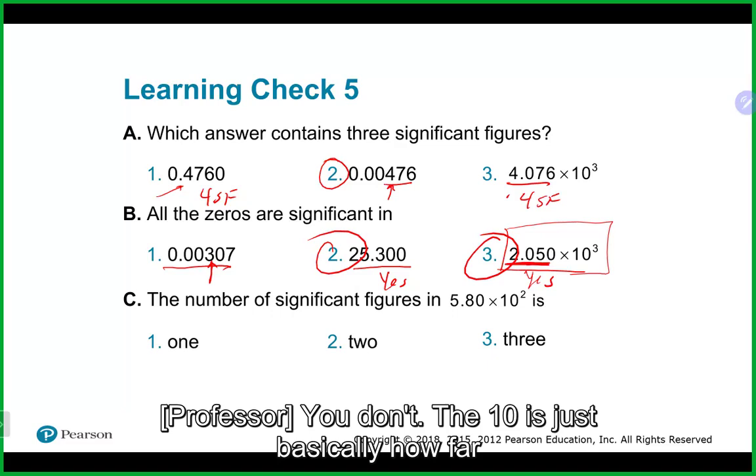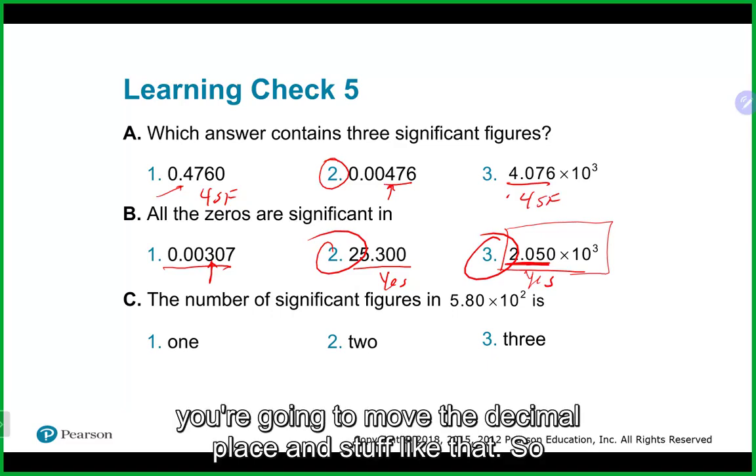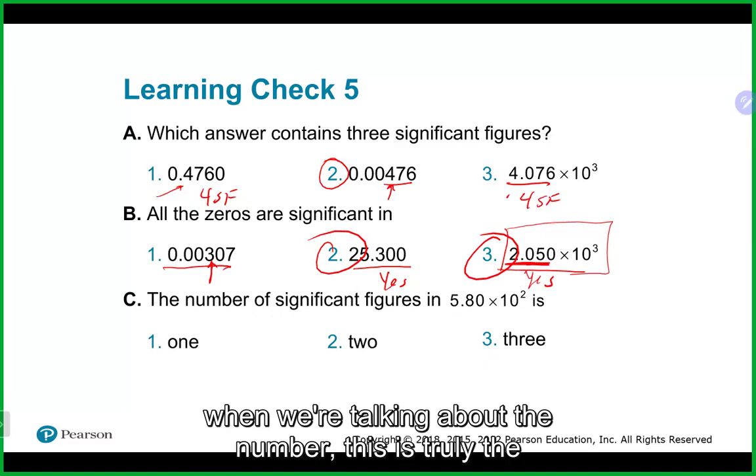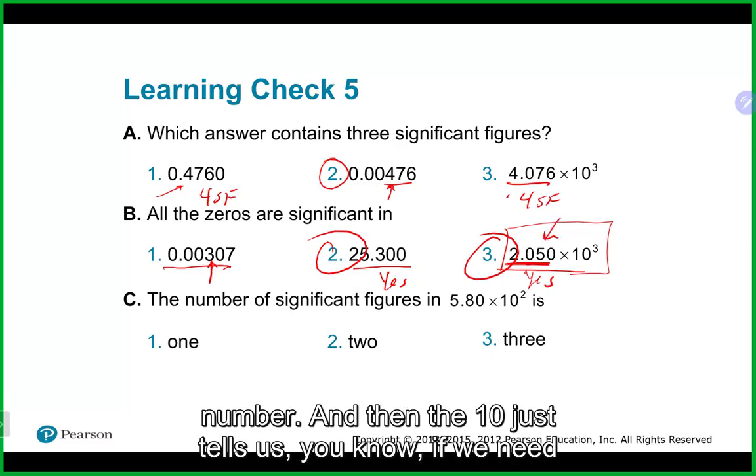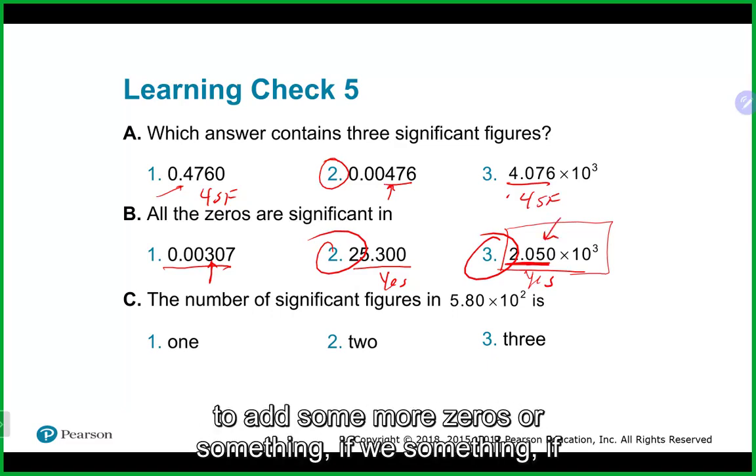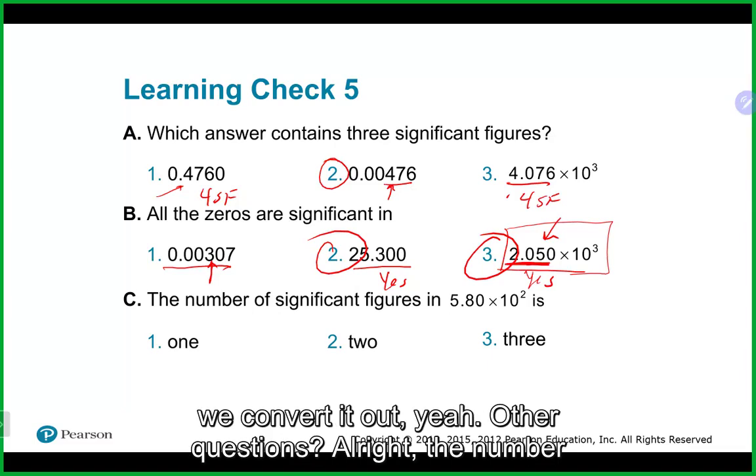You don't. The 10 is just basically how far you're going to move the decimal place. So when we're talking about the number, this is truly the number. And then the 10 just tells us if we need to add some more zeros if we convert it out. Other questions?